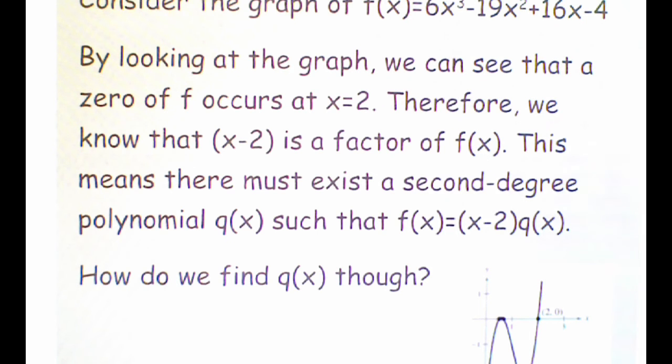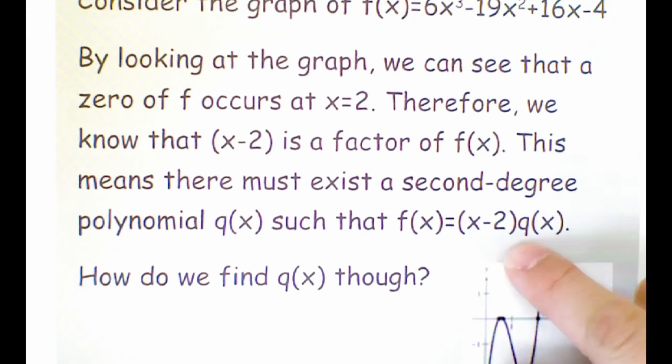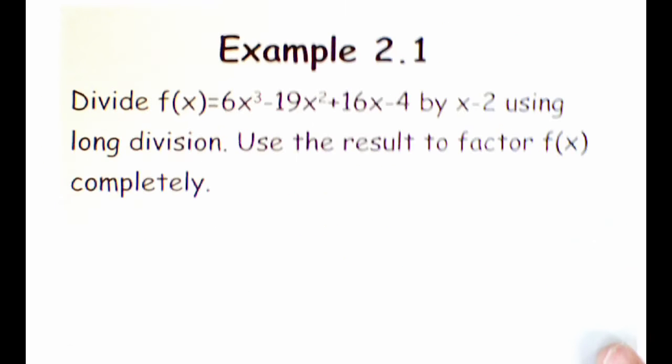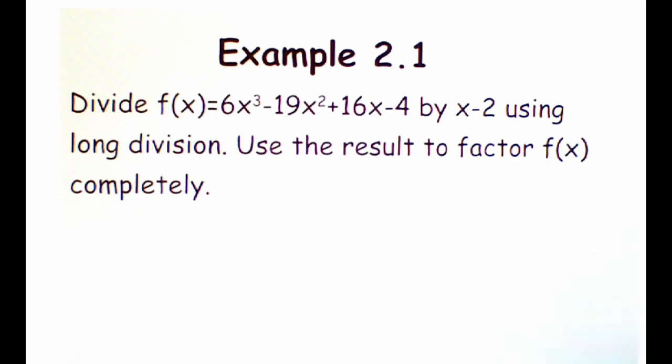That means there must be a second degree polynomial, q of x, meaning it has an x squared in it, right? Because x squared times an x makes that x cubed we started with, such that our f of x could be broken into x minus 2 times whatever that is. But the question is how we find that. We use long division, and then we can use that answer to factor further.